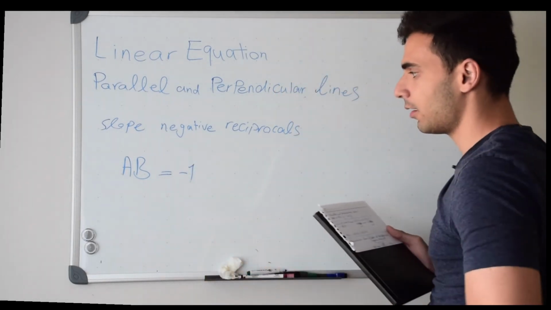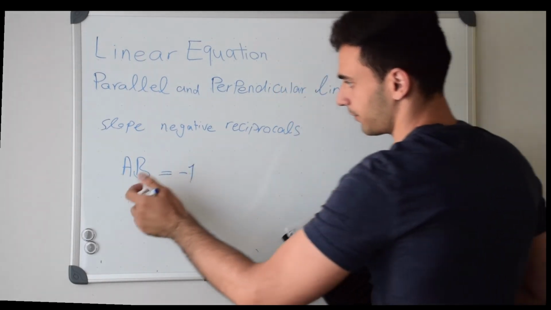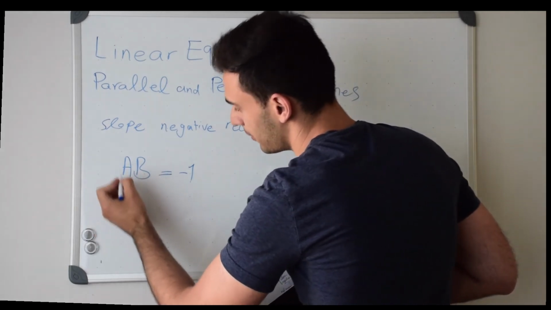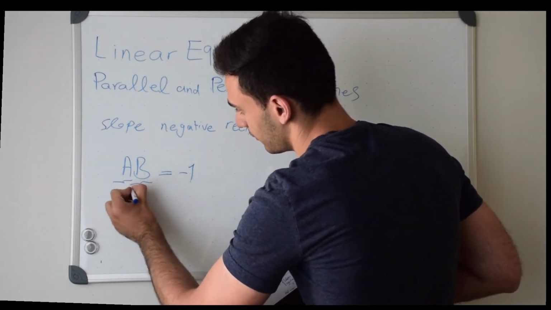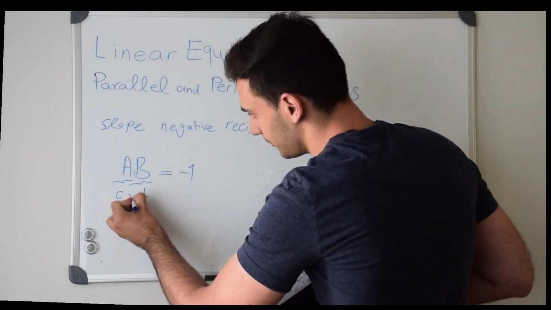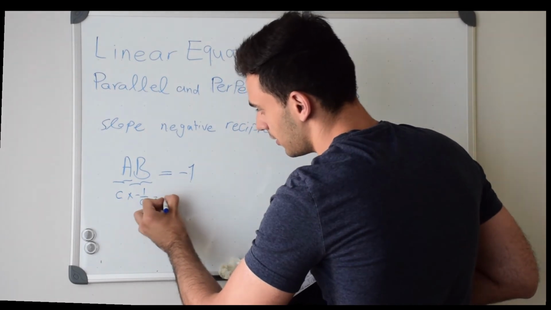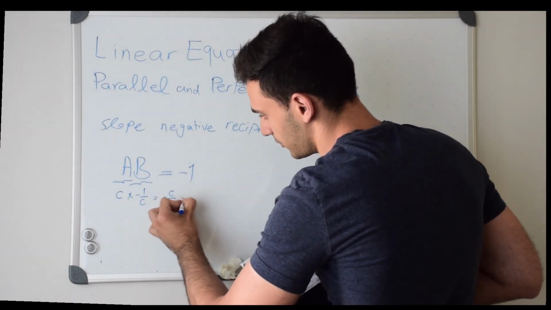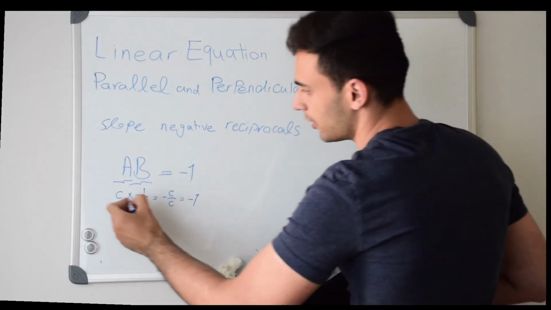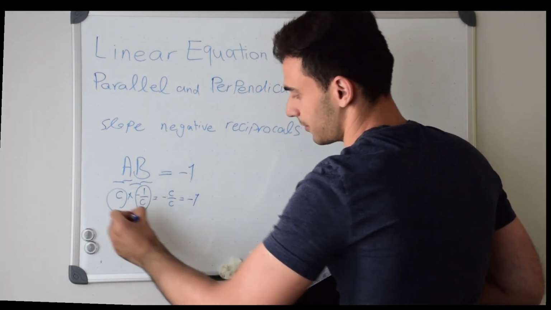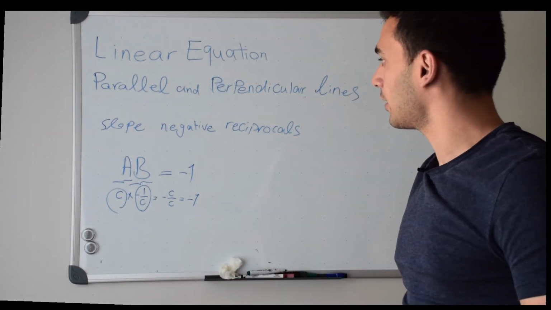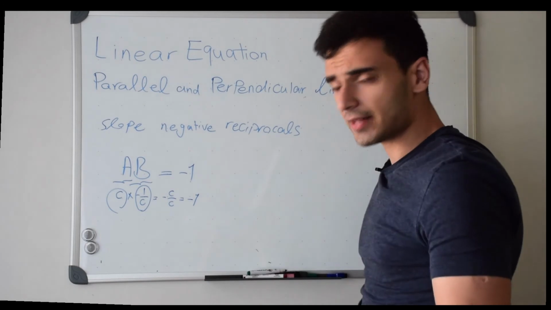So for example, if the number A is C, the number B should be -1 over C. So C multiplied by -1 over C gives us -C over C, which is -1. So these two are negative reciprocals. But how come they are perpendicular to each other? Let's see that in an example.